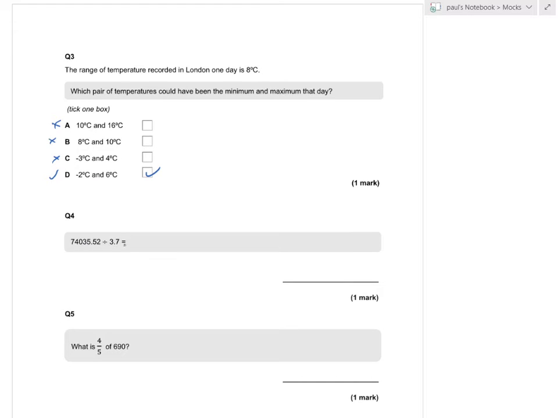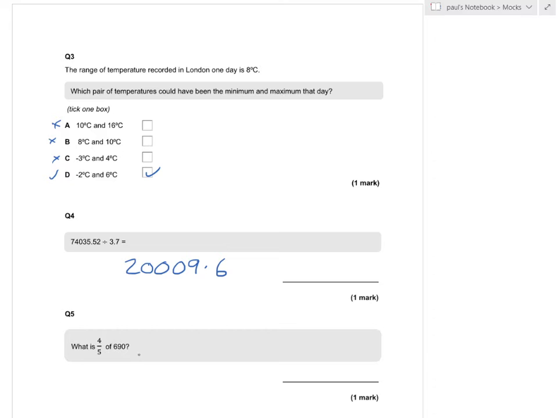74035.52 divided by 3.7. It's a calculator paper. I forgot. 74035.52 divided by 3.7 is some horrendous number. Didn't these work? So 20009.6.